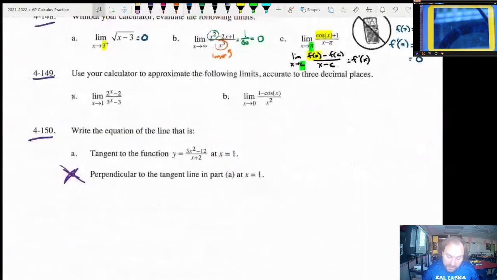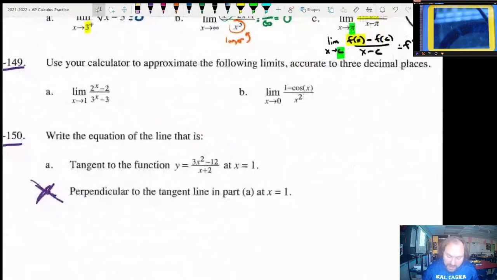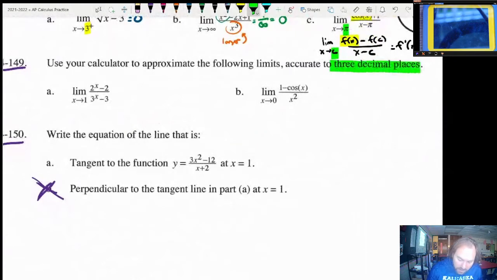149 asks us to use our calculator to approximate the following limits, accurate to 3 decimal places. 3 decimal places is the standard for the AP Calc test, so make sure you're following that rule as we go through this.